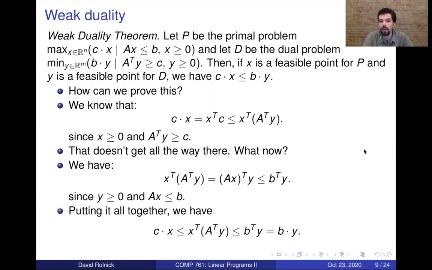And so combining all of that, we have c dot x is less than or equal to this, which is less than or equal to b transpose y, which is just the same as b dot y. Questions? Confusions? What is not clear here? Great question. We'll get to that in a moment.